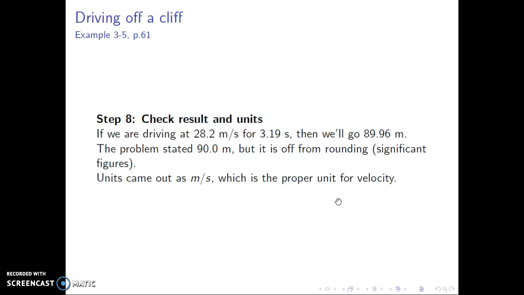Now we just need to check the units. The units came out as meters per second. If we went through, we could do more of an analysis, just check all the units, make sure that they did come out properly. But since they did come out as meters per second, that is the proper unit for velocity. So our units checked out as well.